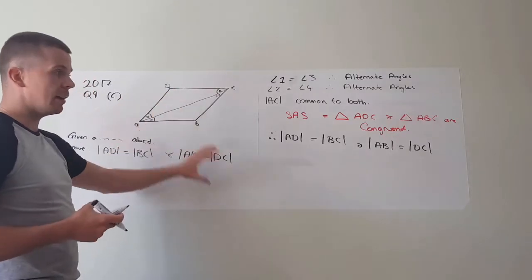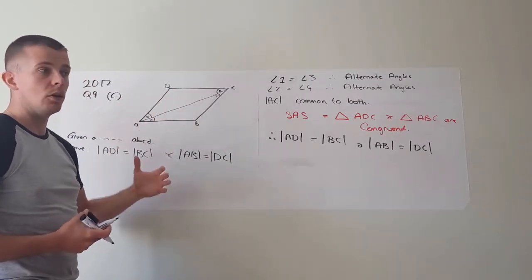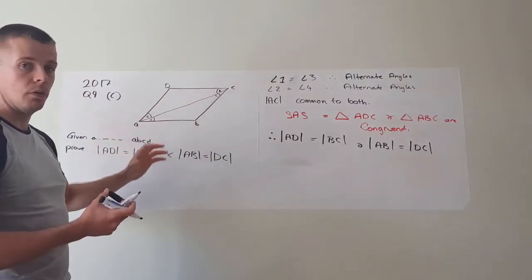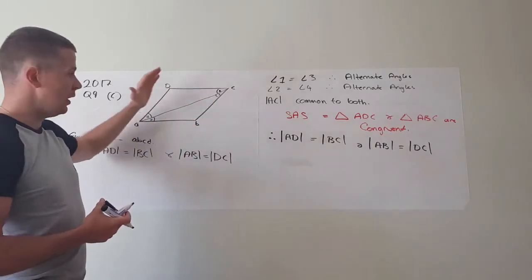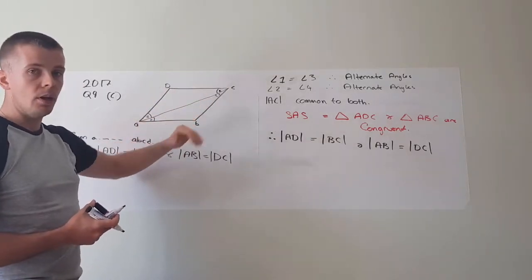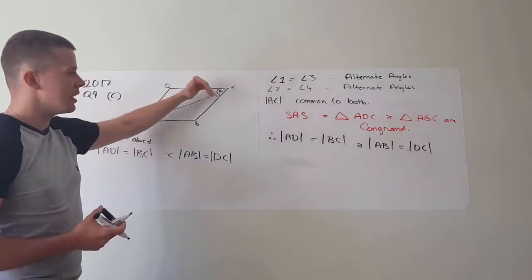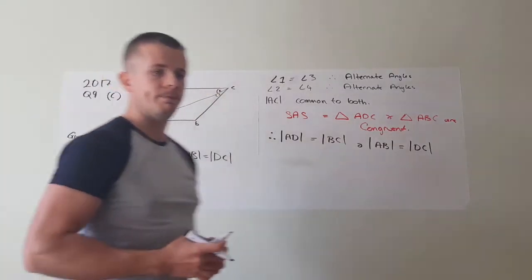Now, you don't need that for this particular question, but you can also be asked that in this particular proof. So in this case, we were just asked to prove the lengths of the opposite sides are equal, but you can also be asked to prove that opposite angles are equal as well.